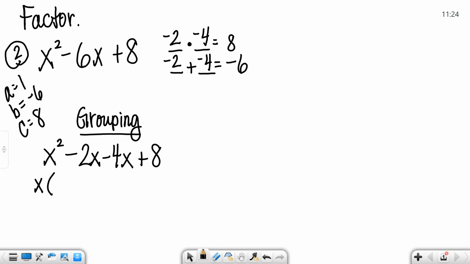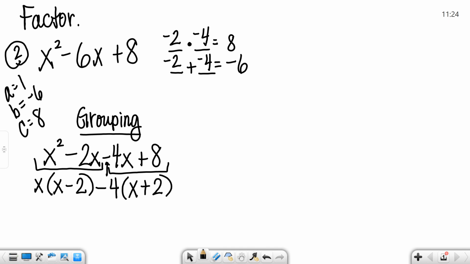Now I factor by grouping. The first group has an x in common. Factor it out and I'll be left with x minus 2. The second group, if this has a negative right here, you must take the negative out. So we're going to factor out -4, and I'd be left with x plus 2. All right?